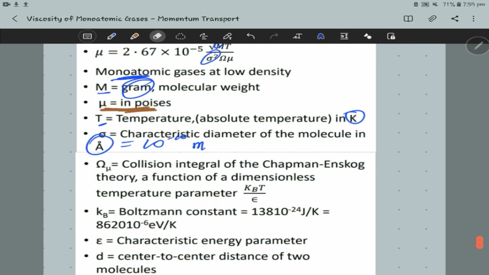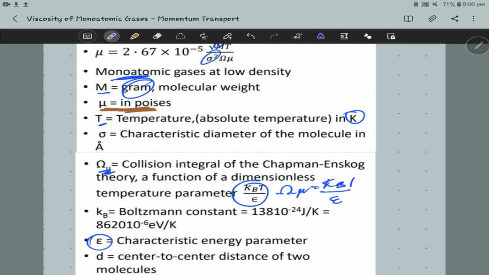And we're just saying that the collision integral is actually gotten from this. So this collision integral here is the same as this, Boltzmann constant times temperature over this energy parameter, which is what we see here. And if you are using tables, these values should be given.